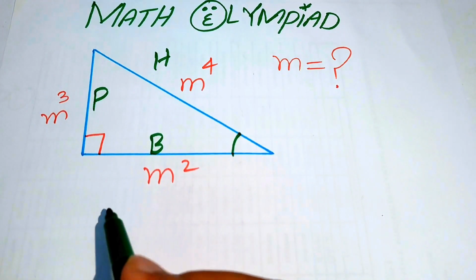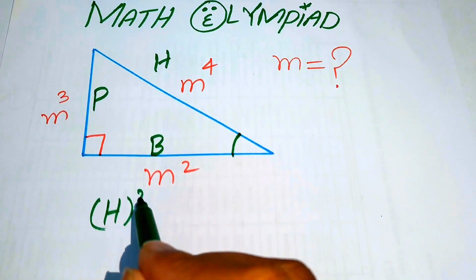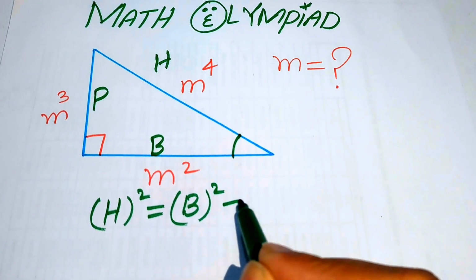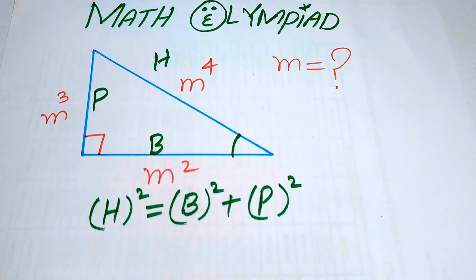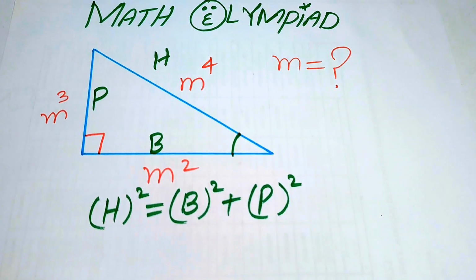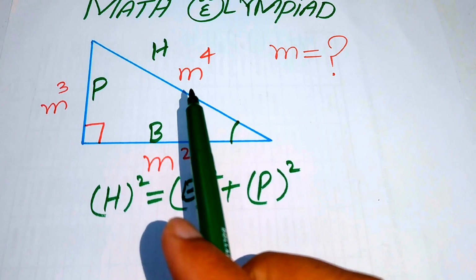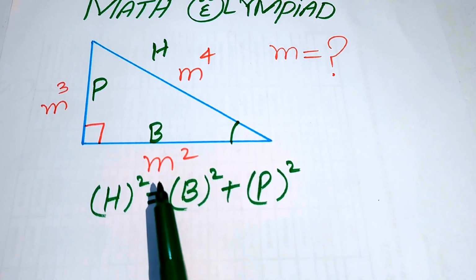So the Pythagoras theorem is stated as hypotenuse squared equals base squared plus perpendicular squared. So this is called the Pythagoras theorem. So now we have hypotenuse is m to the power of 4, perpendicular is m cubed, and our base is m squared.